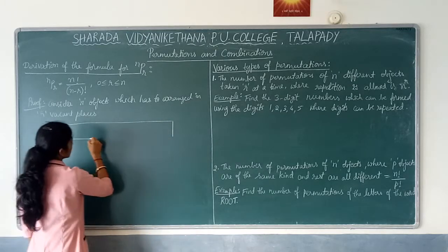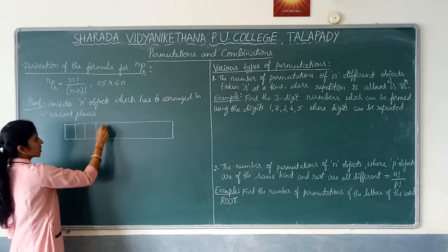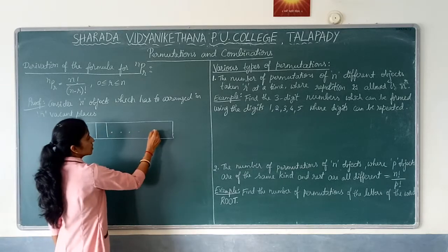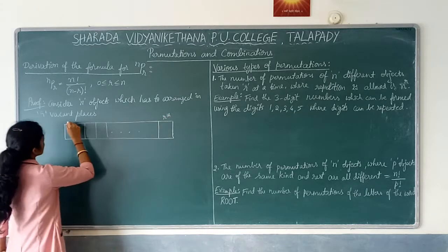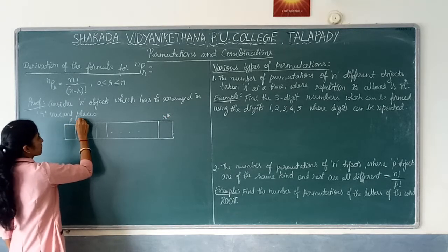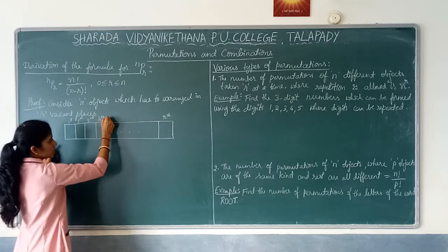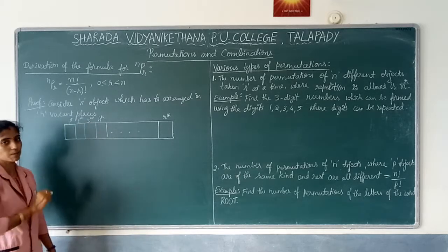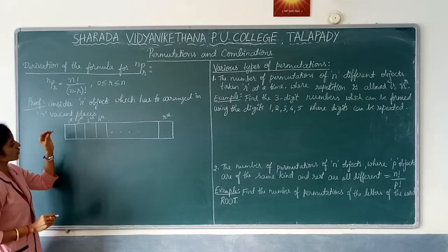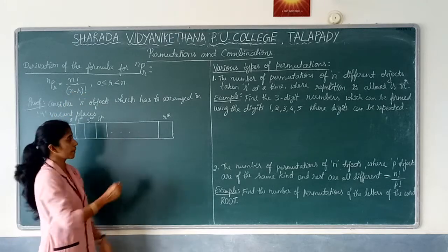So here we have r vacant places: 1, 2, 3, 4, and so on. Here it is the rth place. In general, it is first place, second place, third, and this is fourth, and so on. This is the rth vacant place. So there are total r vacant places here. Now what we have to do? We have to arrange these n objects in these r vacant places.